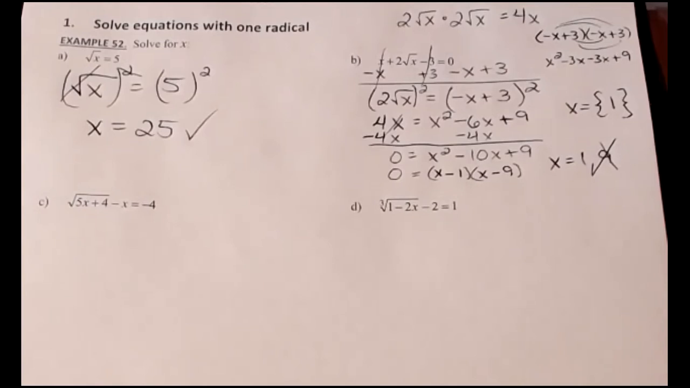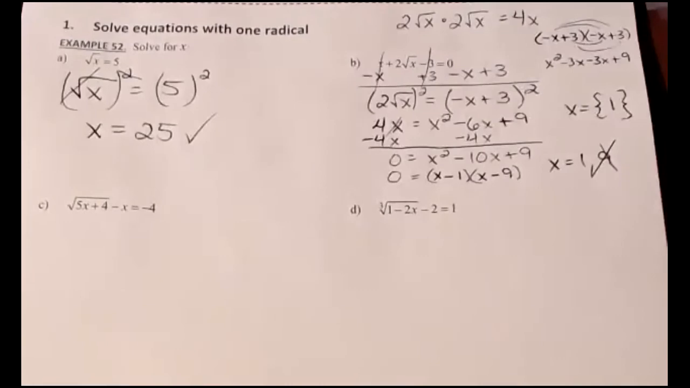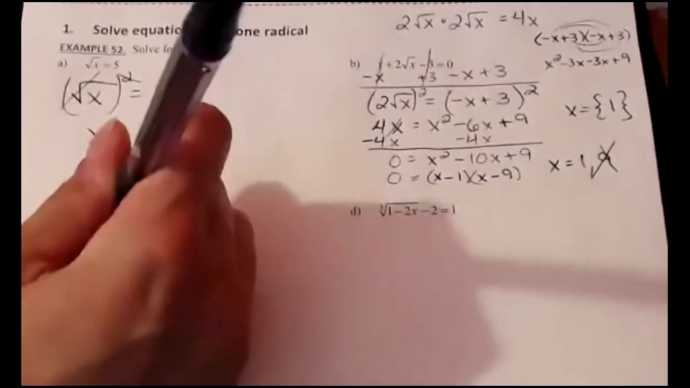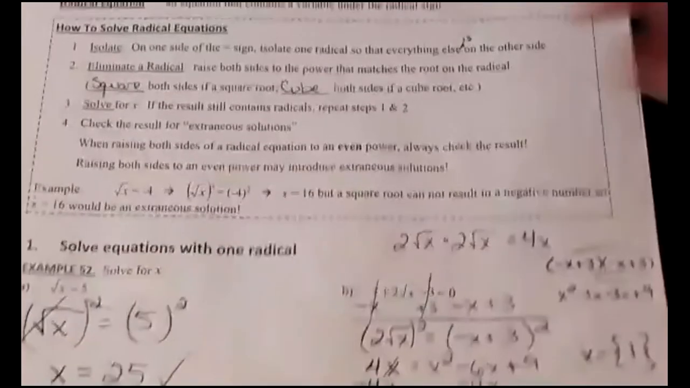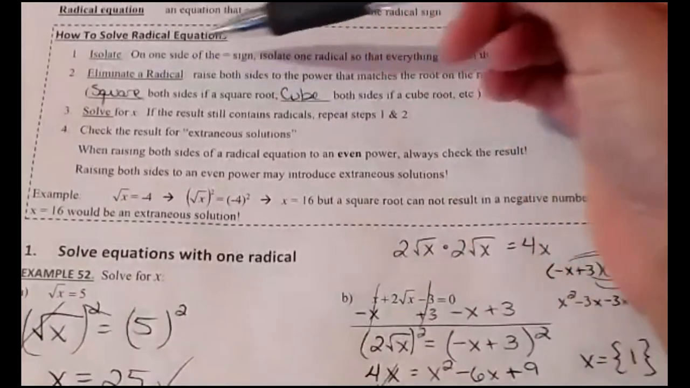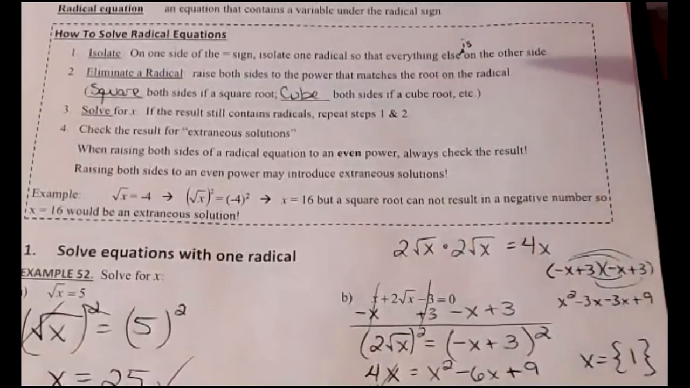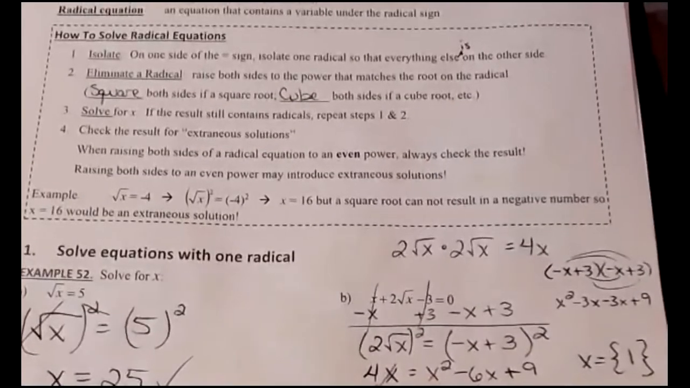Well, I mean, you can't square root 5. Right. So we can 4. Can we combine negative 1 and 5x? No, that's different. Do we bring x to the other side? Yes. We're going to bring x to the other side because of step 1. On one side of the equals, isolate the radicals so that everything else is on the other side.